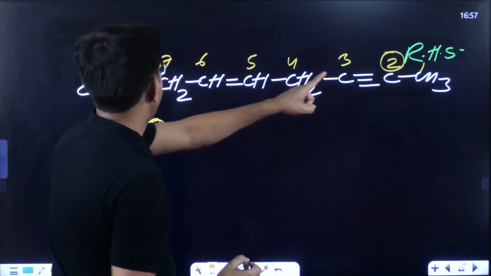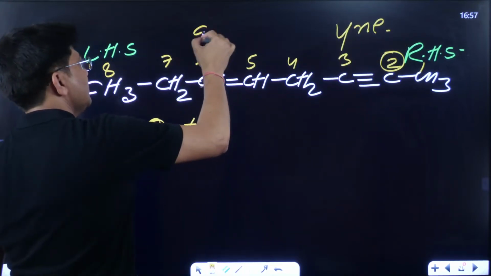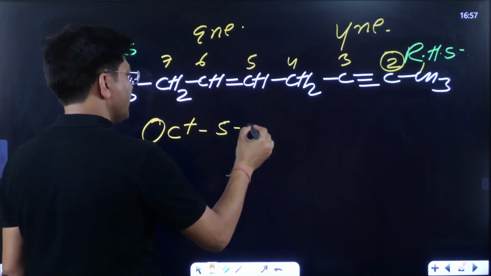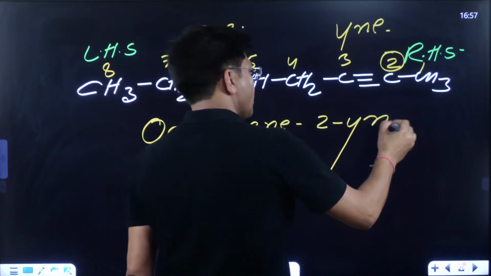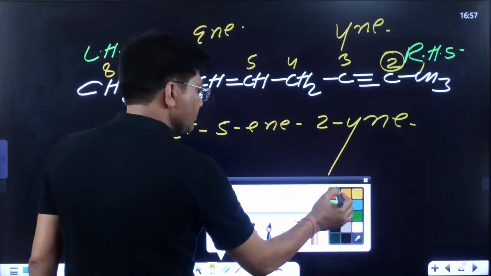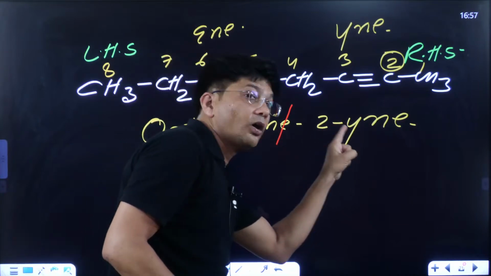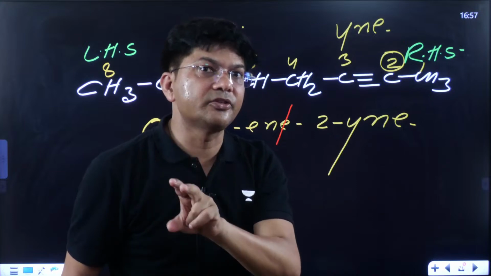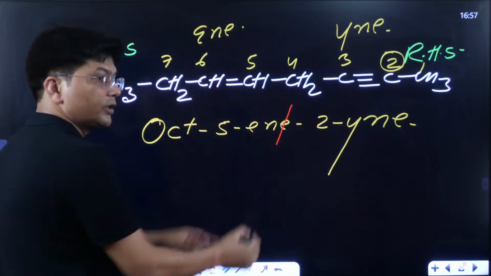Oct-ene, this is ene starting from Y, and this is yne starting from E. Oct-5-yne and 2-ene. Now kids, I have to delete something. Remember that this E should not be there, because this is a vowel and this is also a vowel. In chemistry IUPAC, Y is considered a vowel. Two vowels cannot be there, so we have to delete E.